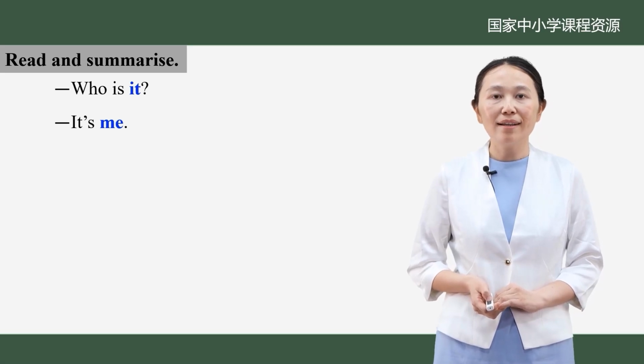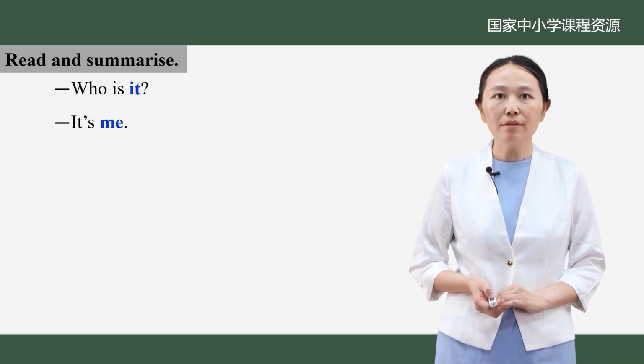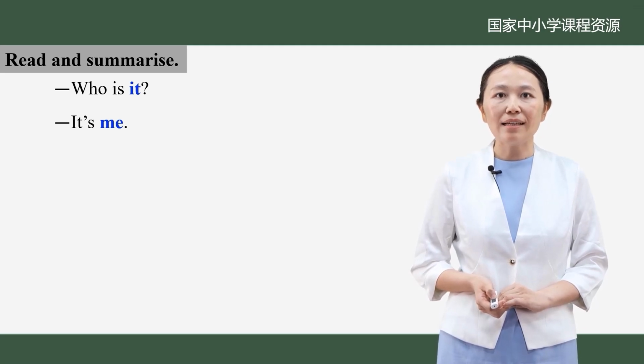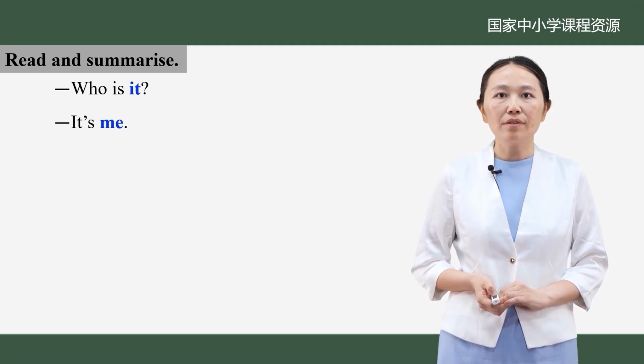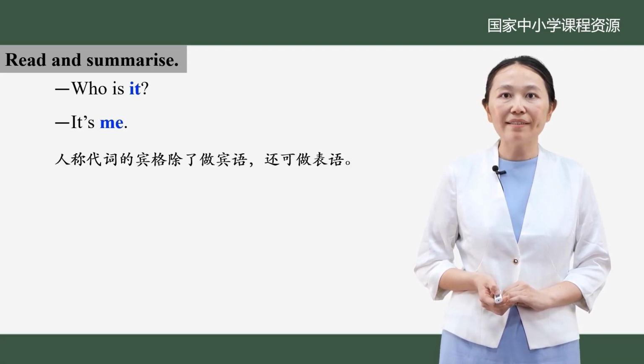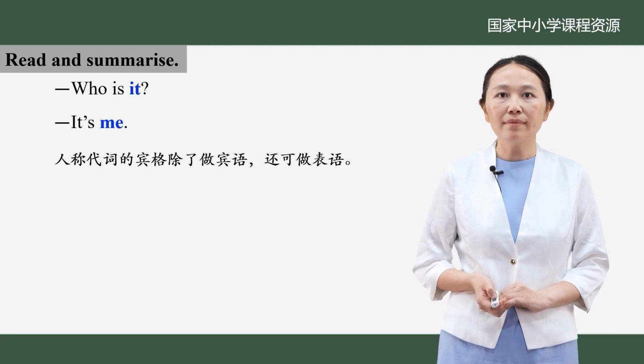Okay, now turn to page 136. Let's learn some other roles. Pay attention to this dialogue. Who is it? It is me. Here, it works as a predicative after the copular word is. So, besides object, the objective personal pronoun can work as a predicative.